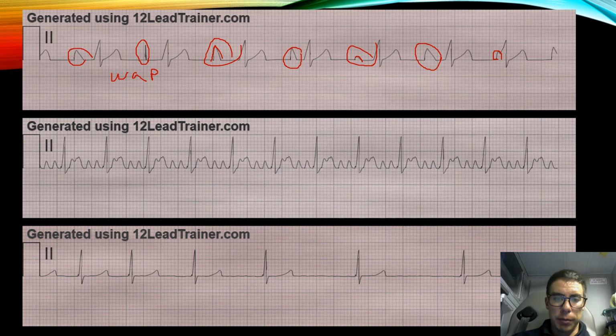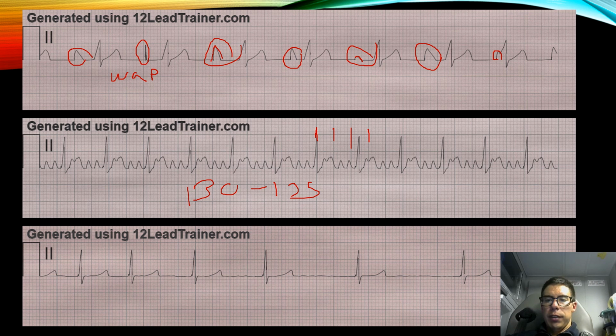All right, next one. Is this a regular rhythm? Sure, looks like it. What's the rate? Let's use this guy right here. 300, 150, 100. So this one's somewhere around 130 to 135. So fast.